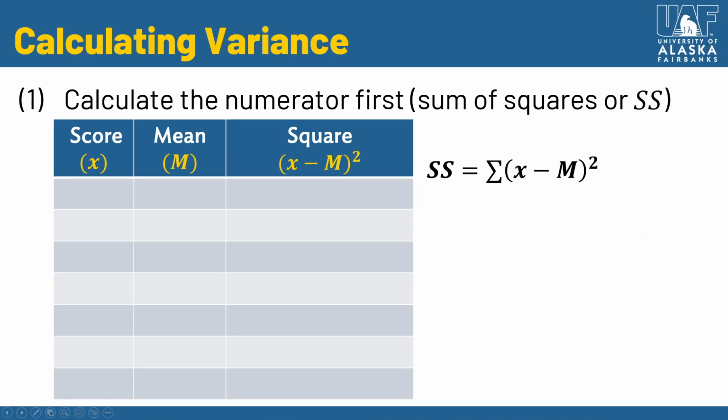And so to put that on a table of calculating the numerator, because this is something you'll do in the exercises, I like to add the score, the x, the mean, and then the square to make sure I don't mix things up or mess things up.